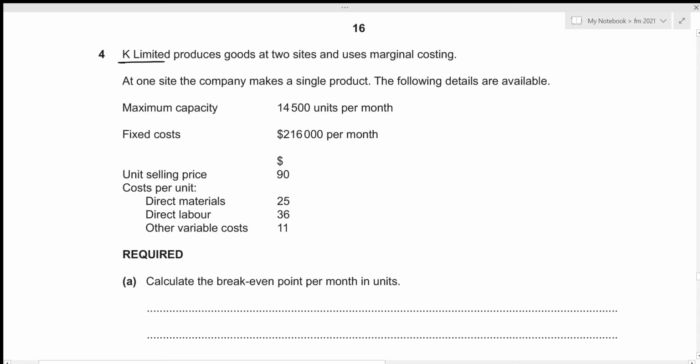K Limited produces goods at 2 sites and uses marginal costing. At one site, the company makes a single product, and the following details are available. So we're told that the maximum capacity is 14,500 units per month, fixed cost is 216,000 per month, and we are given the unit selling price, unit direct material cost, direct labor cost, and other variable costs. And for the first part of this question, we need to calculate the break-even point per month in units.